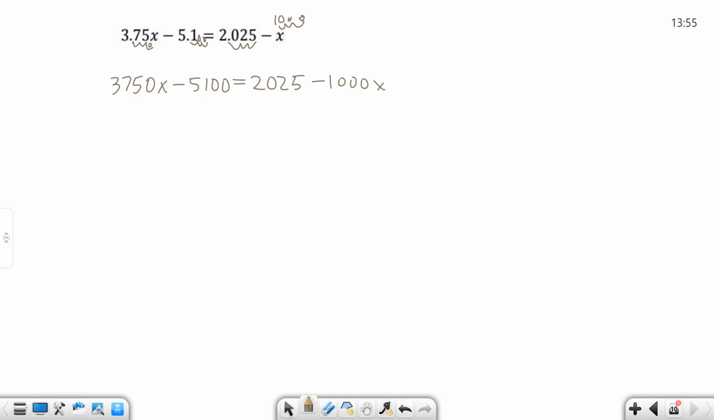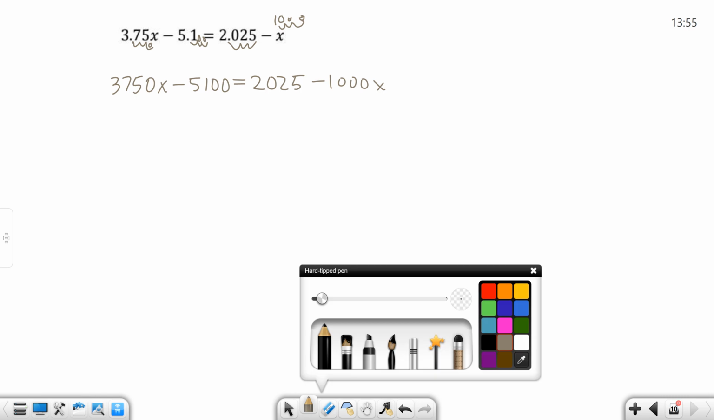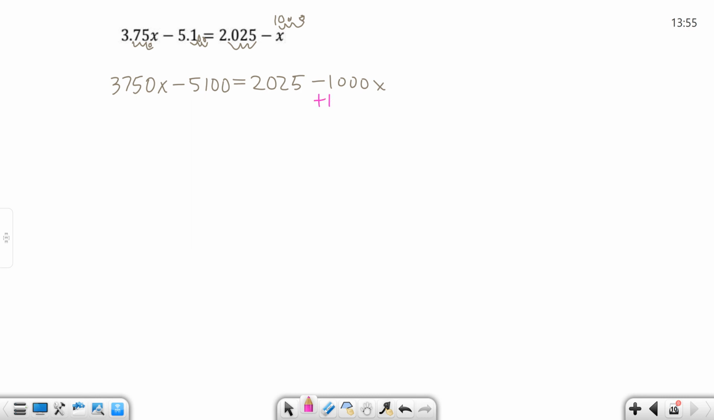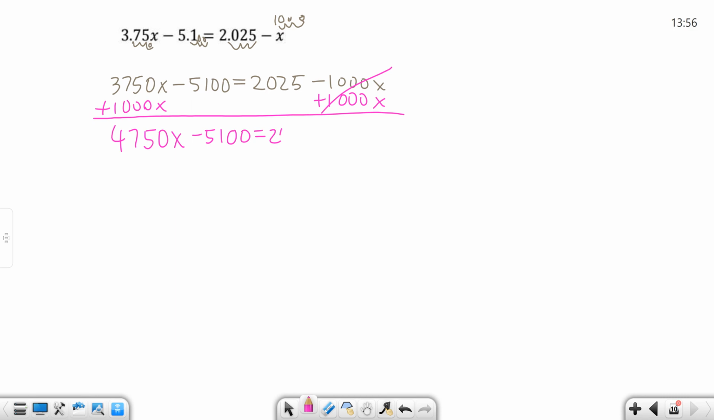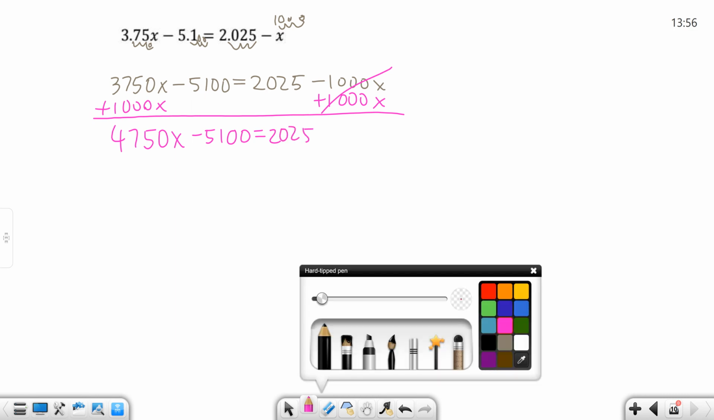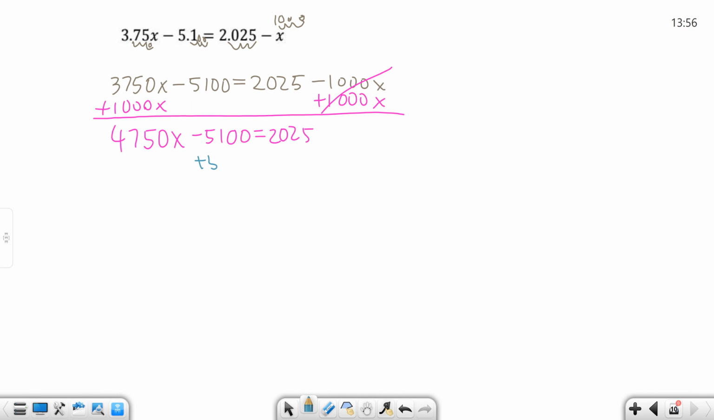3750x minus 5100 equals 2025 minus 1000x. So now what do you want to move? Doesn't matter. I'm going to move my 1000x. So I'm going to add 1000x to both sides. And when I do that, that cancels and I get 4750x minus 5100. That's not 5100. I got an extra 1 in there. 5100 equals 2025. And then what do I do? Now I add my 5100 to both sides.